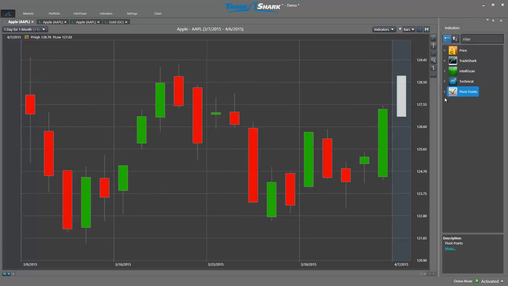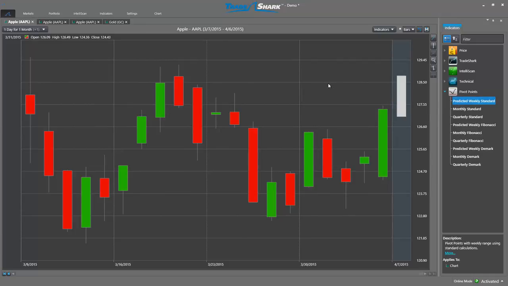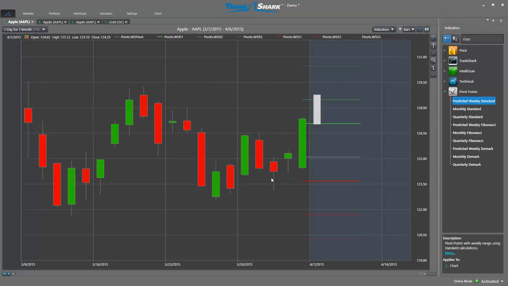To demonstrate how TradeShark users can incorporate pivot points into their trading approach, I will utilize this chart for Apple stock. Like all other TradeShark indicators, pivot points can be added to any chart selection with a simple drag and drop. The pivot point will then be applied to the chart along with some extra space for easier viewing.